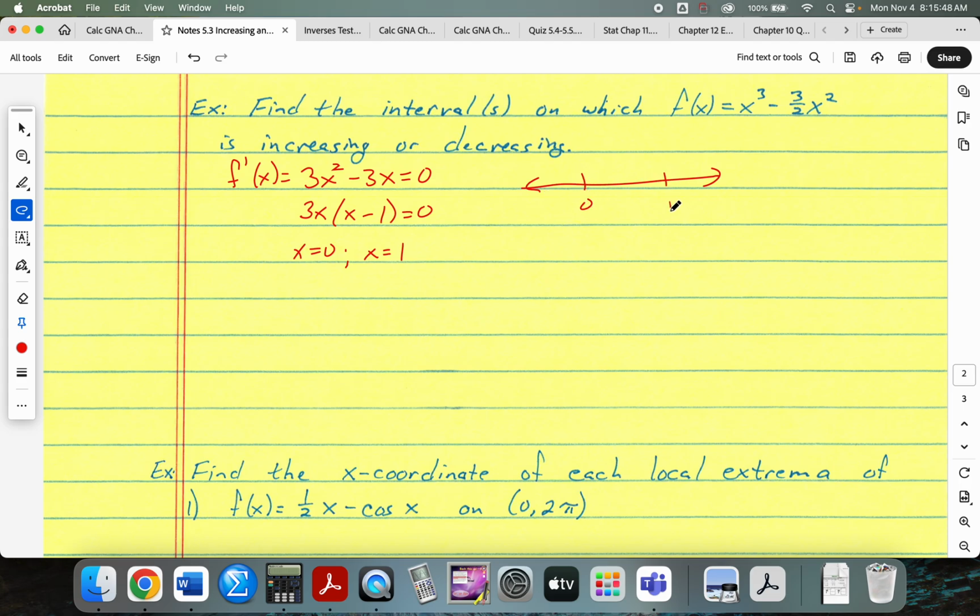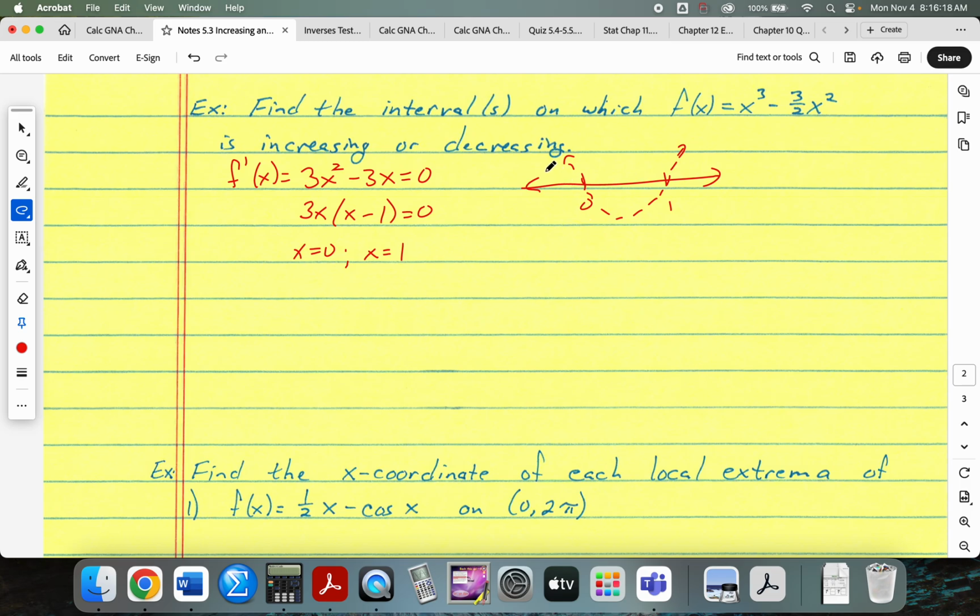Zero and 1. Now, for this particular problem, if you want to substitute in values, have at it. However, you guys are smarter than that. This is an upward-facing parabola. So I don't know exactly what it looks like, but I know it looks something like this, right? So I don't need to spend time substituting in values.